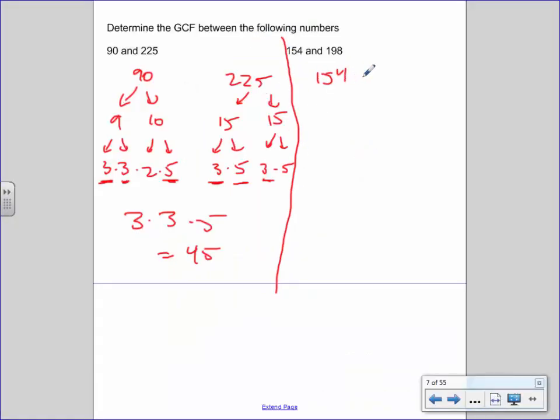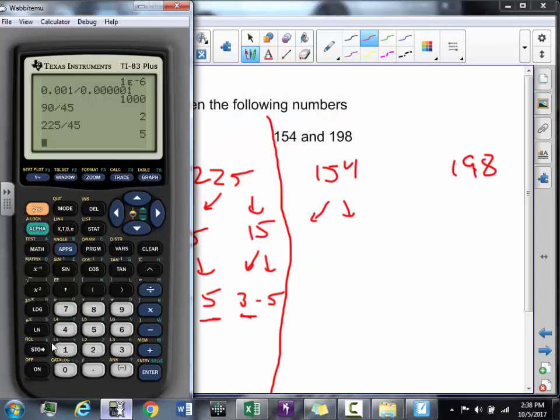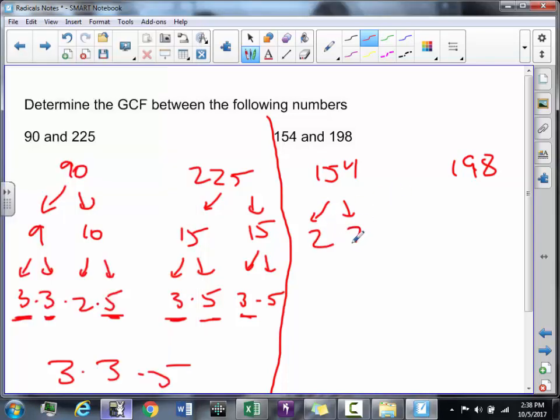Let's break up 154 and 198. So, okay, this one's a bit more challenging. Let's see, 154. Maybe it divides by 6? Nope. Divides by 8? Oh, that's not the right number. Yeah, I'm hoping for something bigger than 2, but is that all it does? Okay, well, I'll do that. It breaks up into 2 and 77. And then 77 is 7 and 11.